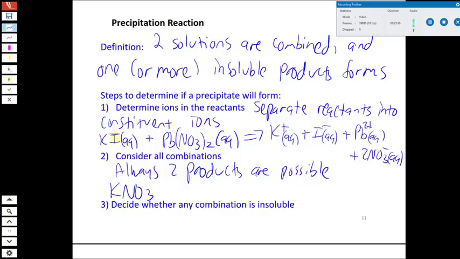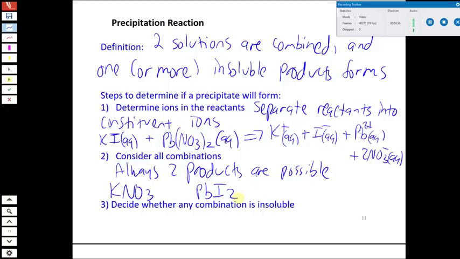And then we're going to take the anion from the first reactant, which is I-. We're going to pair it with a cation from the second reactant, which is lead-2+. So if you have lead-2+ and I-, what's the formula for that compound? PbI2 is going to be the second product that forms. We're just taking the cations and anions and swapping them.